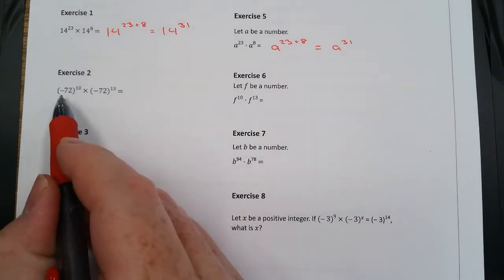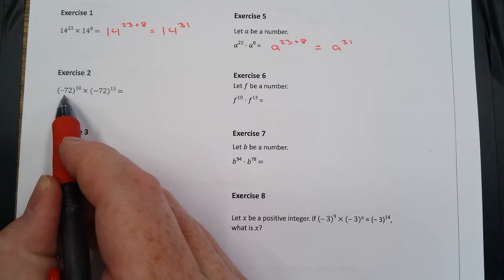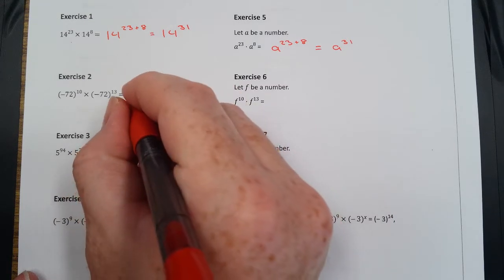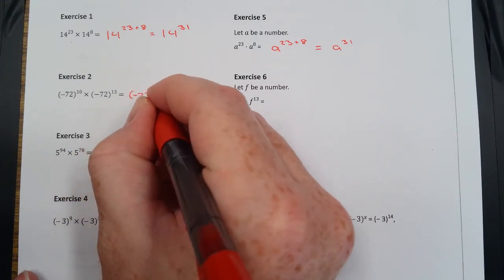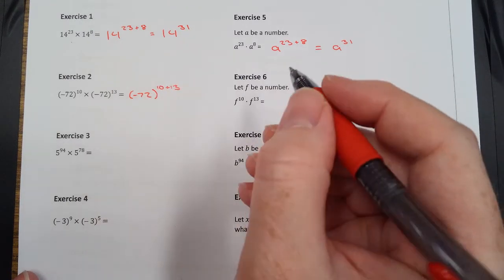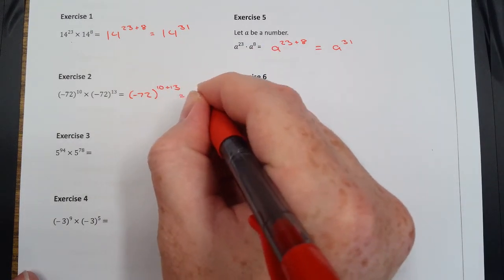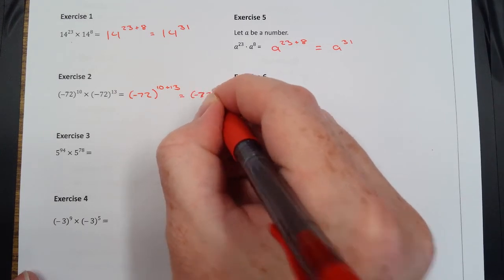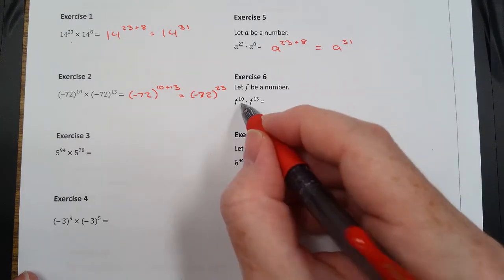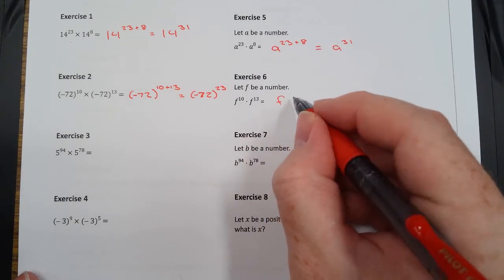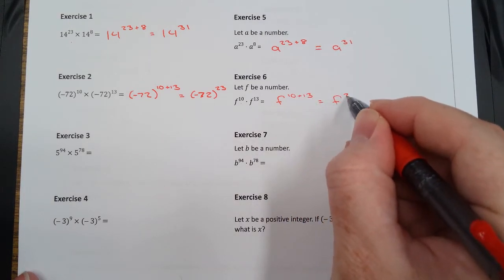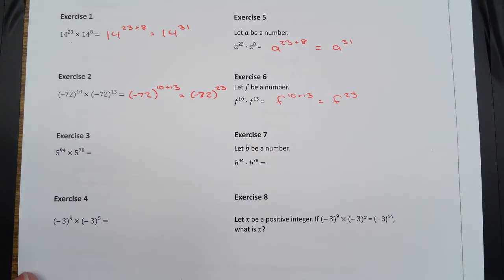Exercise 2, we have a negative 17 base. You might be freaked out because you see negative in parentheses. Don't be freaked out. It's just a base. It does not matter what the base is. We just do the same thing. We do the base and we add the exponents. And so we get negative 17 to the 23rd. Works the same with variables. The base, and we add the exponents. This is how we multiply exponents.